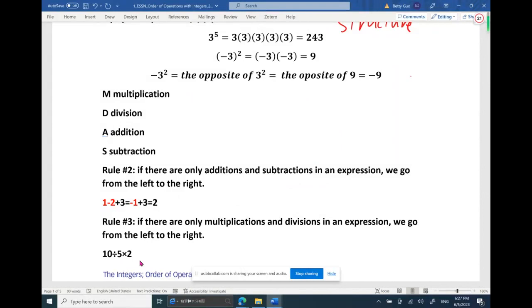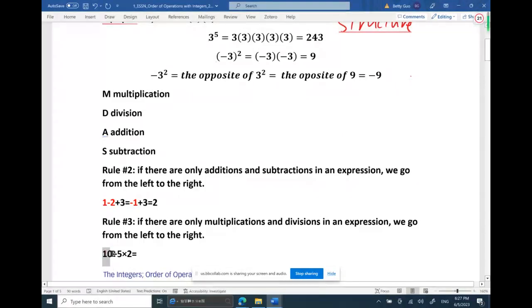If you misunderstood PEMDAS, rule number 1, you might do the multiplication first. You have 5 times 2 is 10. And then you take care of the division. 10 divided by 10 equals 1. But that is incorrect. The correct way is to follow rule number 3. When the expression only has multiplication and division, we go from left to right. When you read a book, you read from left to right. When you read something on your cell phone, you go from left to right. So that's the correct order.